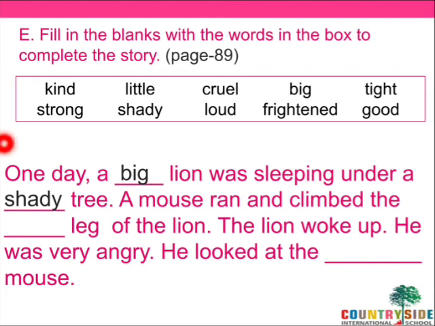Yes. Then a mouse ran and climbed the dash leg. Now here we have to describe the leg of the lion. So how the leg of the lions are? It is very strong. Yes, so it is describing word. So a mouse ran and climbed the strong leg of the lion. Then the lion woke up. He was very angry. He looked at the dash mouse. So now how was the mouse? If lion caught him, then what will mouse do? Mouse becomes very frightened. So he looked at the frightened mouse.